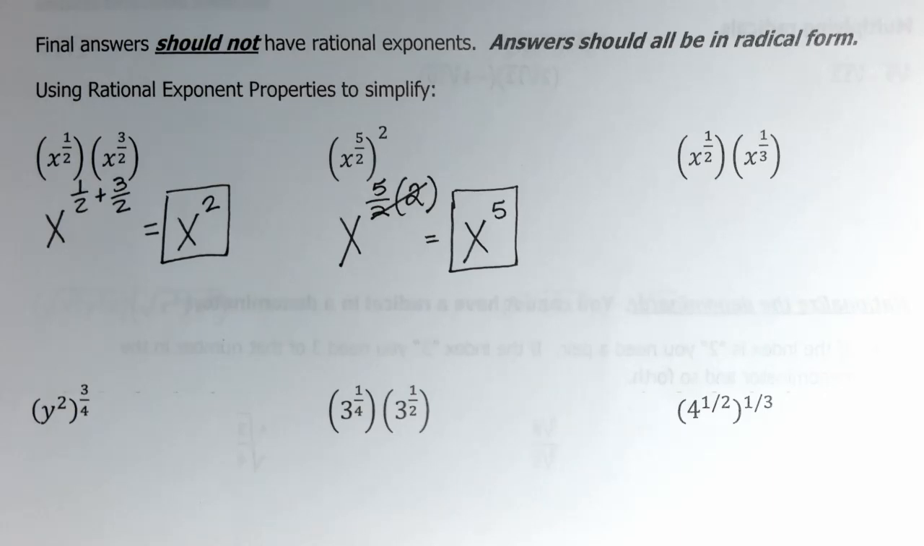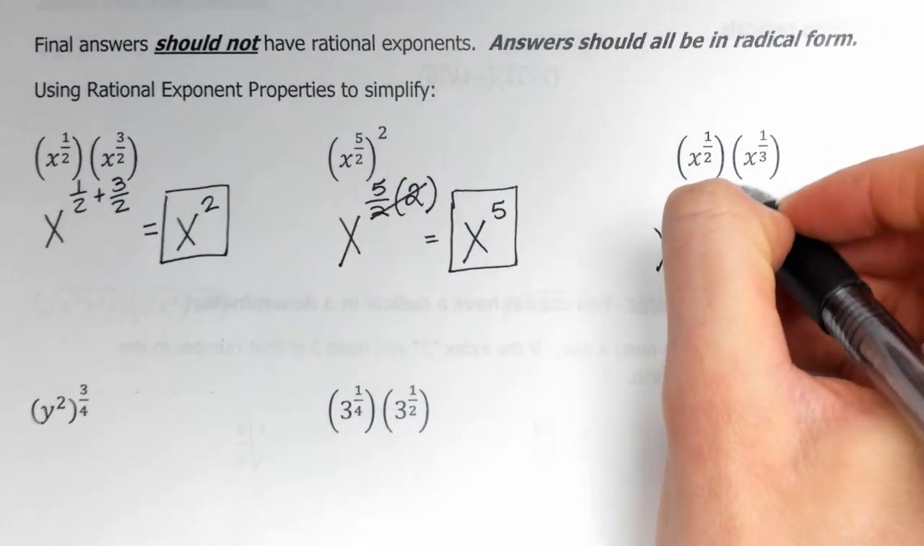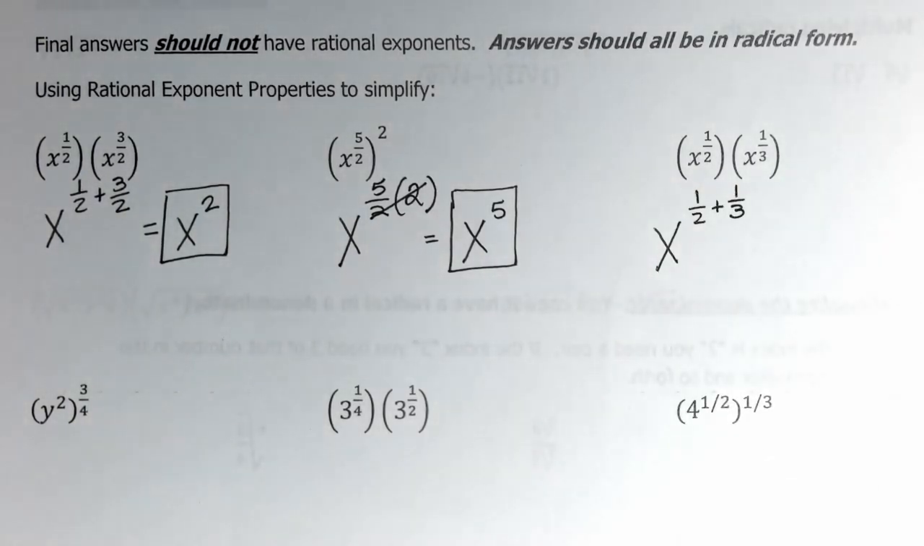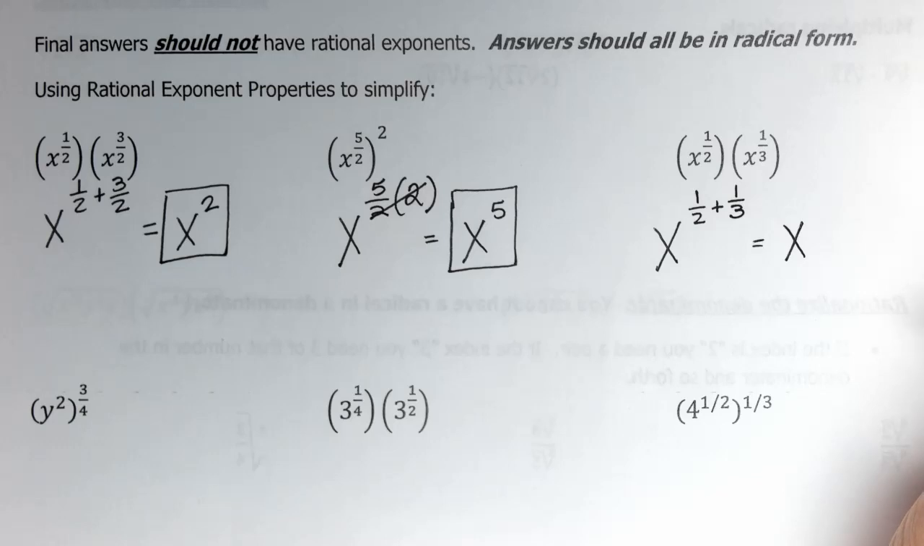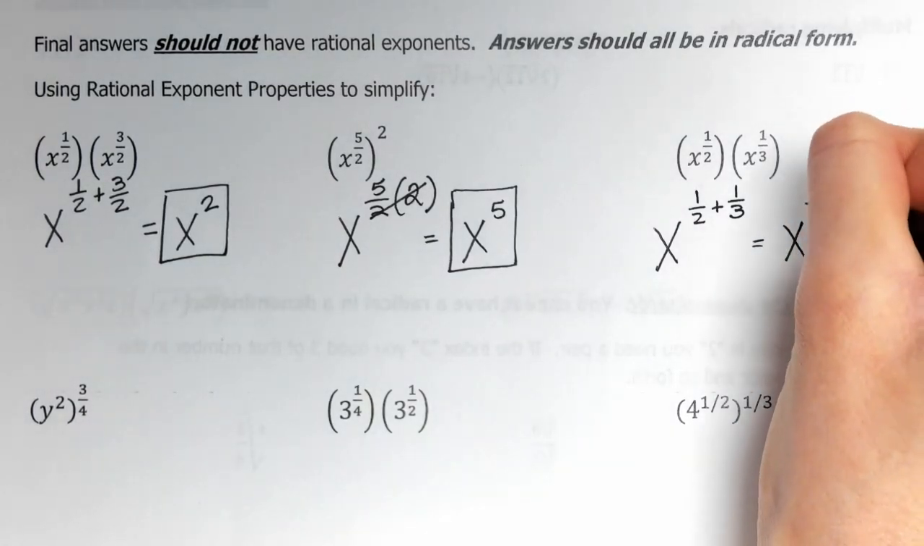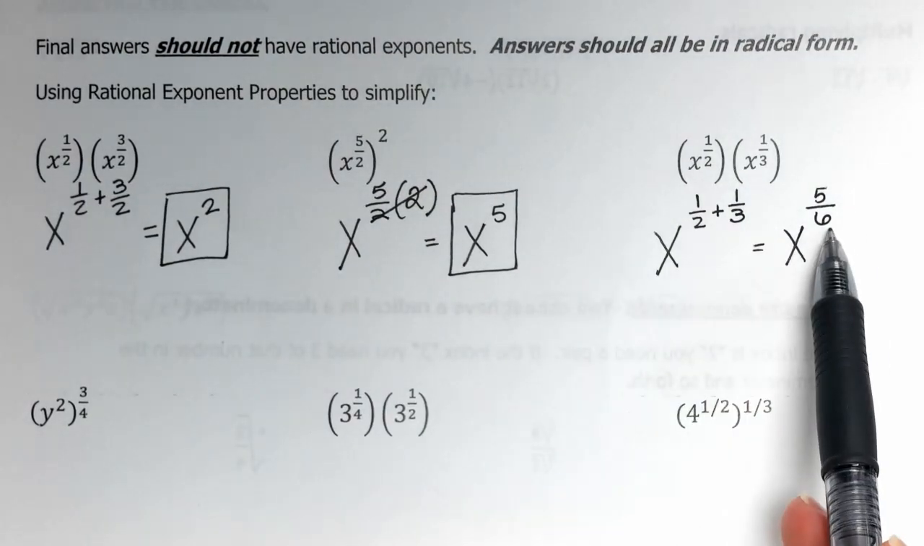But if I have the next example, x to the 1/2 times x to the 1/3, okay? Whenever I go and I add 1/2 plus 1/3, okay? You can either do it by hand, get your common denominators, or type it in your calculator. 1/2 plus 1/3 is going to give you what? 5/6. Okay, so when I'm given my problem and my answer has a rational exponent, I'm going to have to put it in radical form.